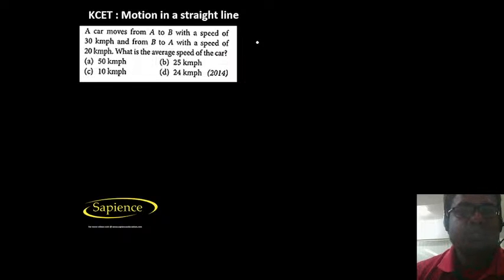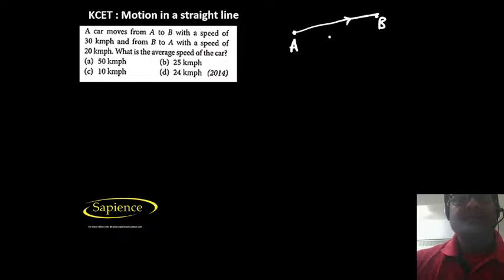Then it is told that a car moves from A to B with a speed of 30 km per hour and from B to A with a speed of 20 km per hour. What is the average speed of the car? A car goes from the point A to the point B with a speed v1, that is 30 km per hour, and again it returns back from B to A with a speed of 20 km per hour. What is the average speed of the car?